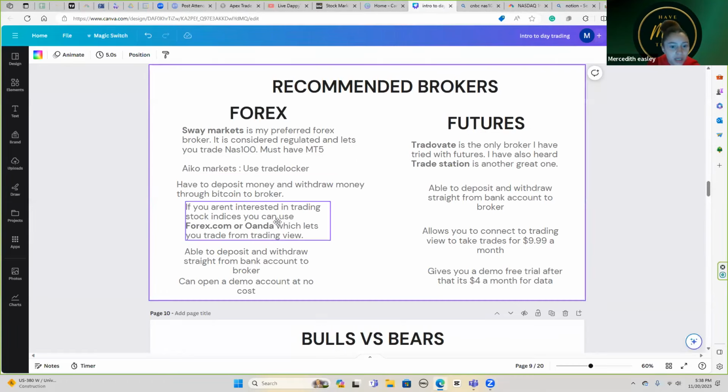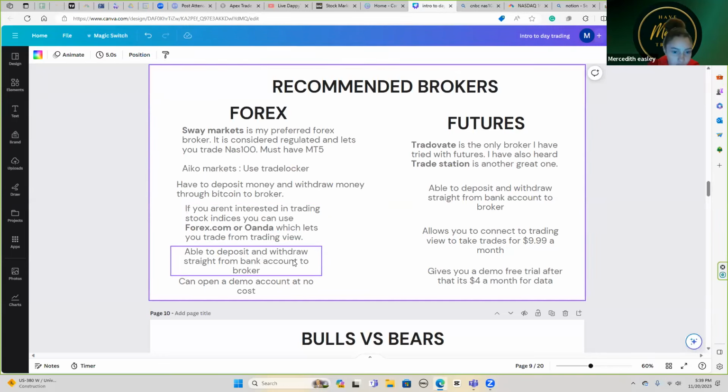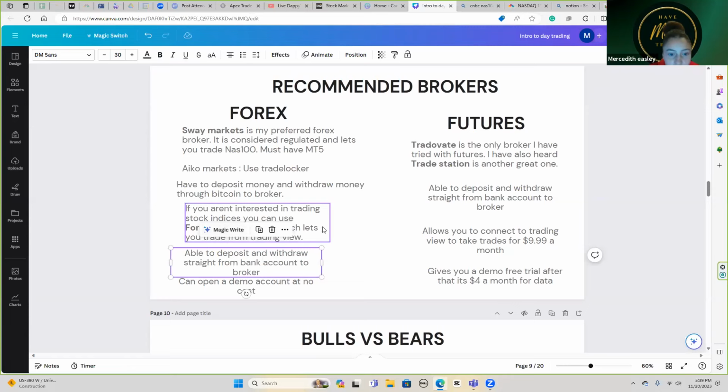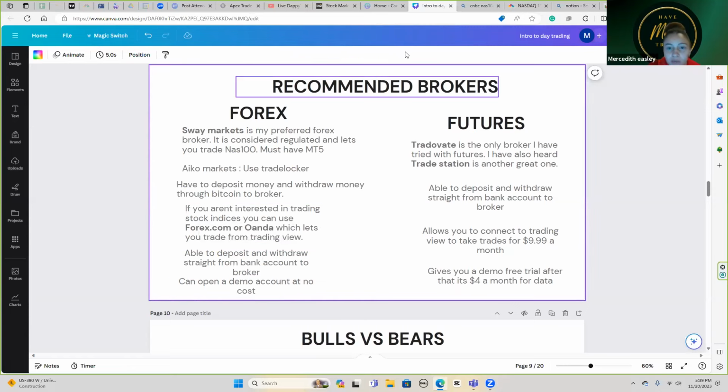That's what I recommend. If you aren't interested in trading indices like NAS 100, you can use forex.com, for example, or this other one right here. These let you trade straight from TradingView. For these ones here, you're also able to deposit and withdraw straight from your bank account to your broker. All right, and with Forex, you can open a demo account at no cost.